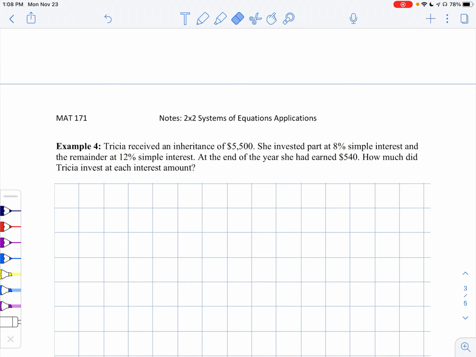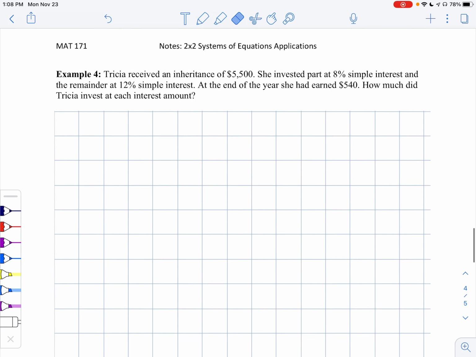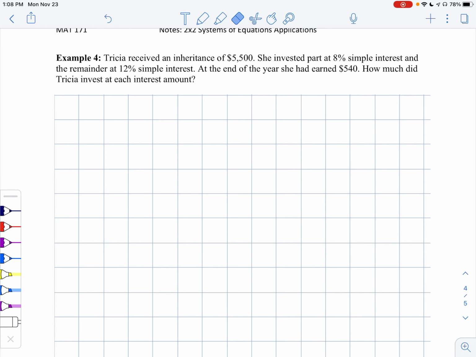All right. So example 4. All right, so it says Trisha received an inheritance of $5,500. She invested part of it at 8% simple interest and the remainder at 12% simple interest. All right, so we have $5,500. She's investing part of it at 8% and part of it at 12%. All right, and then we also know that at the end of the year, she had earned $540. Okay, so that's how much she earned in interest. And then our question is how much did Trisha invest at each interest amount?